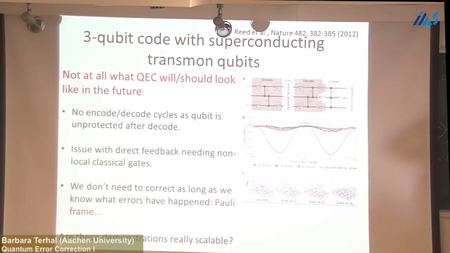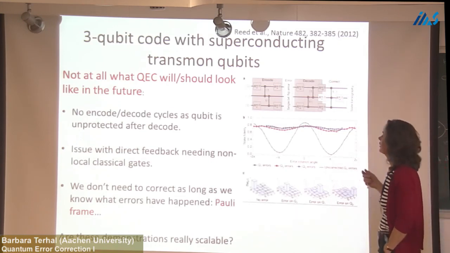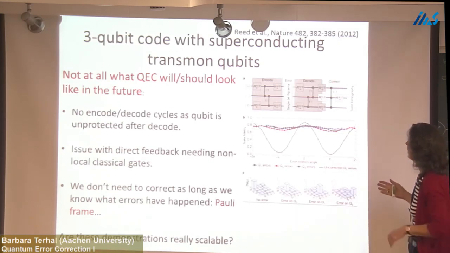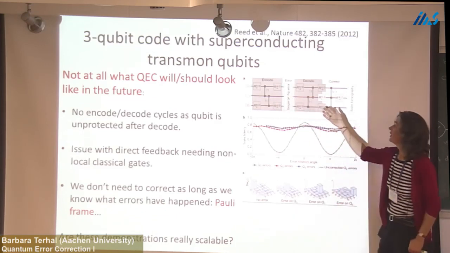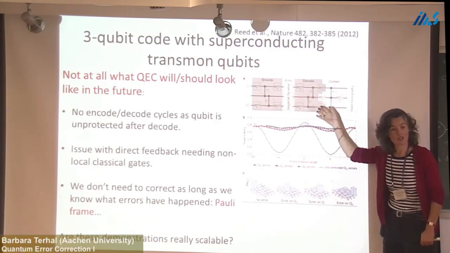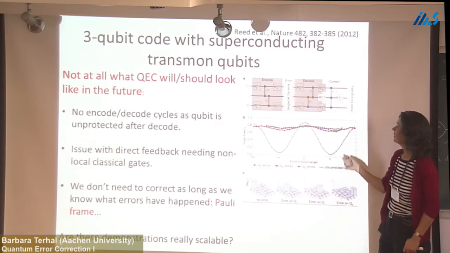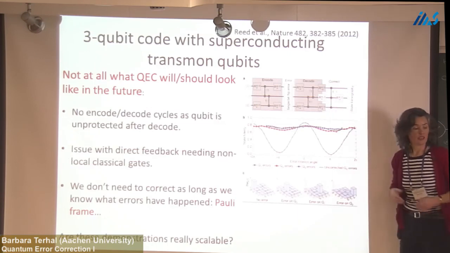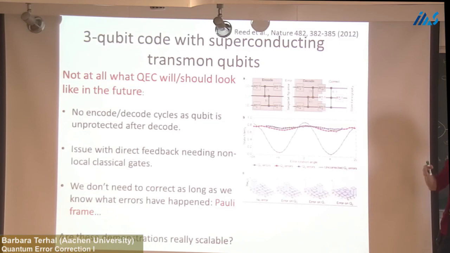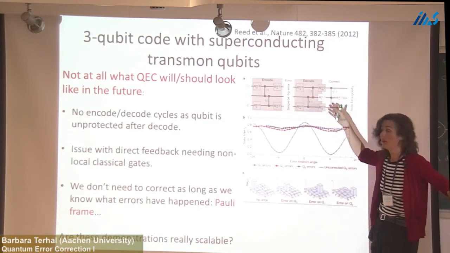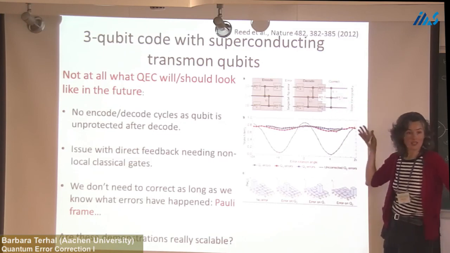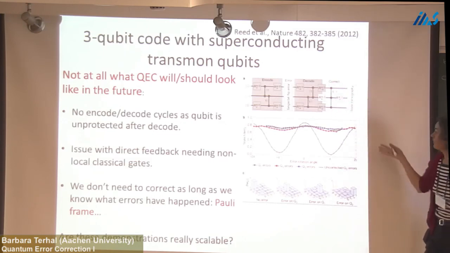Okay. So this is not at all what quantum error correction should look like in the future. Why not? Well, first of all, we have an encoder, which is fine, but we're only doing correction after the decoding. We want to keep the qubits encoded throughout the computation and never do any decoding, because at that point, this qubit is unprotected and we're back at square one.